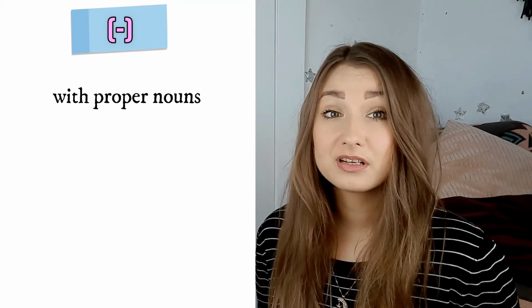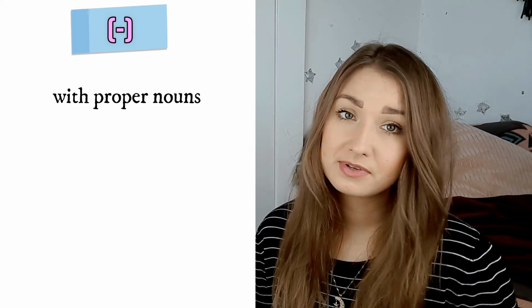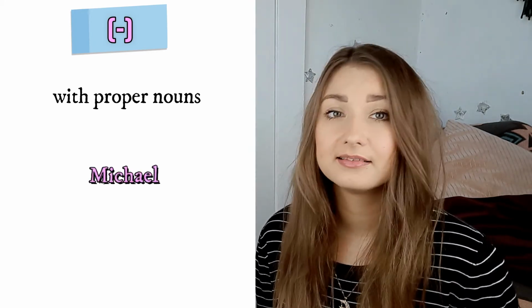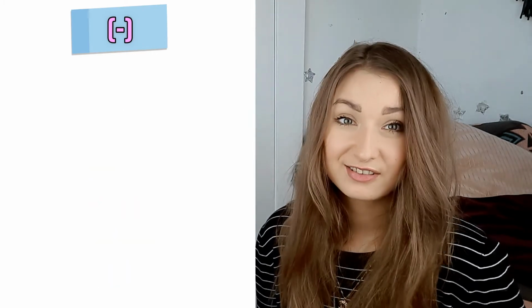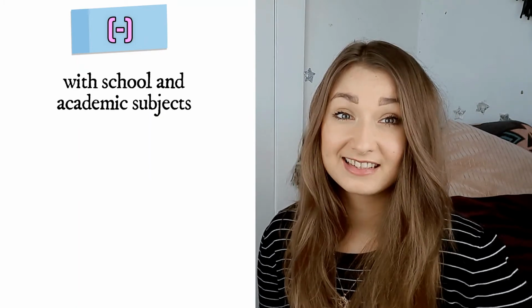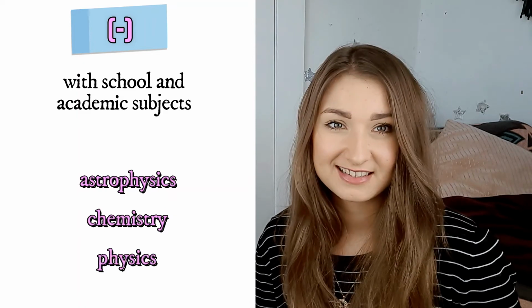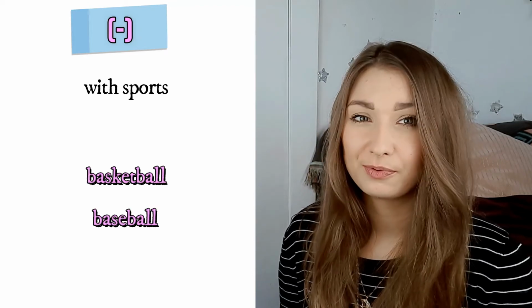We don't use articles with proper nouns. Proper nouns are particular places, objects, or people. A proper noun is always spelled with a capital letter. For example, Michael, London, Friday, Jupiter. We don't use articles with abstract nouns. Motivation, laziness, love. We don't use articles with school and academic subjects. Astrophysics, chemistry, physics. We don't use articles with sports, basketball, baseball, swimming.